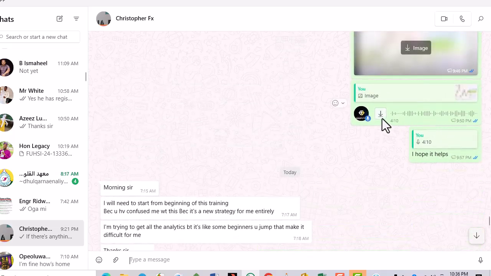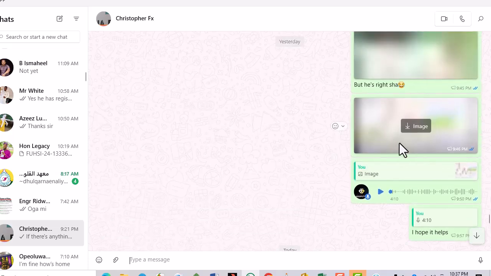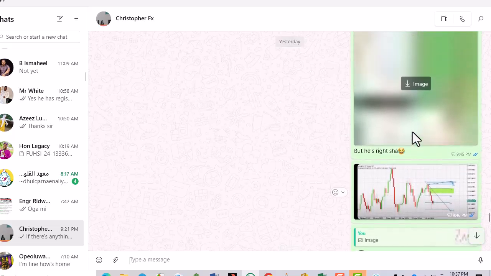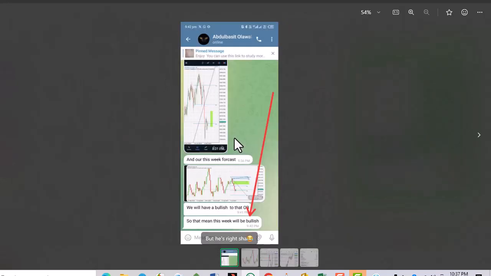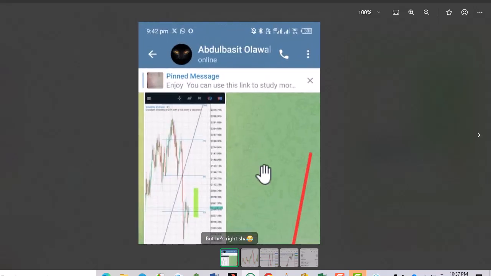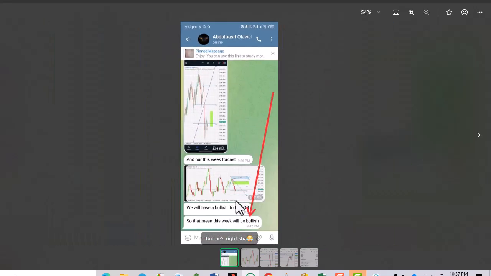I told them my bias was bearish. Okay, this was the analysis from one of my students. Every Sunday, he must give me a weekly forecast for the week. So look at what he said. He gave me his forecast for this week. So we are bearish, and I did send this out.